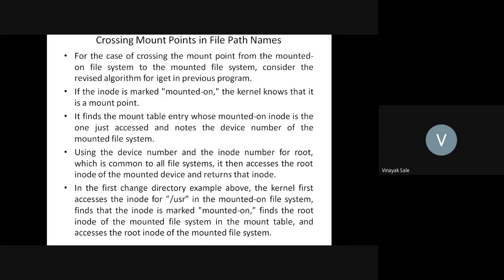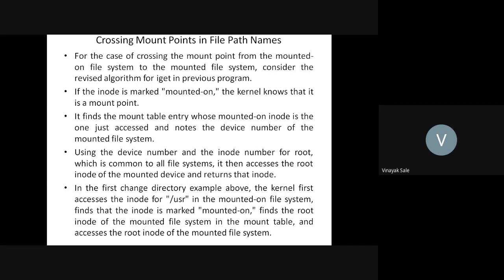It finds the mount table entry whose mounted on inode is the one just accessed and notes the device number of the mounted file system. Using the device number and the inode number for root, common to all the file systems, it then accesses the root inode of the mounted device and returns that inode.